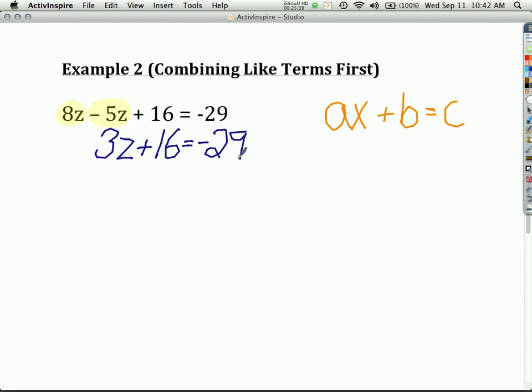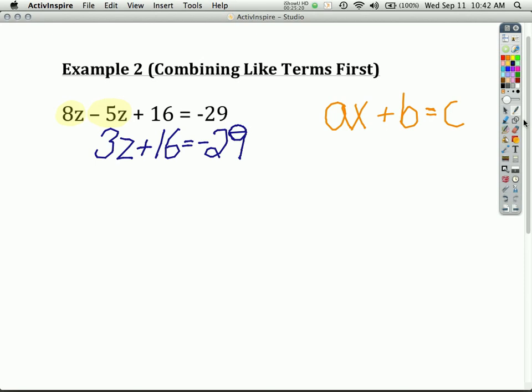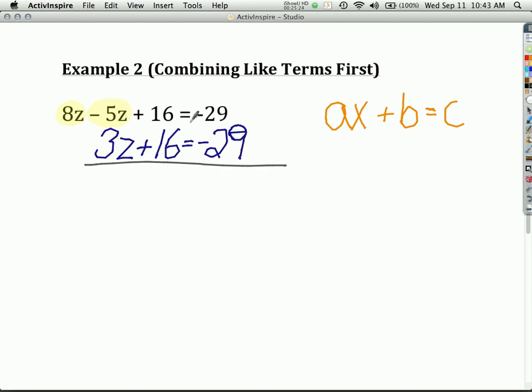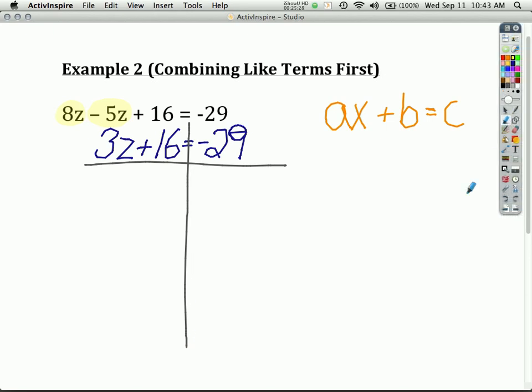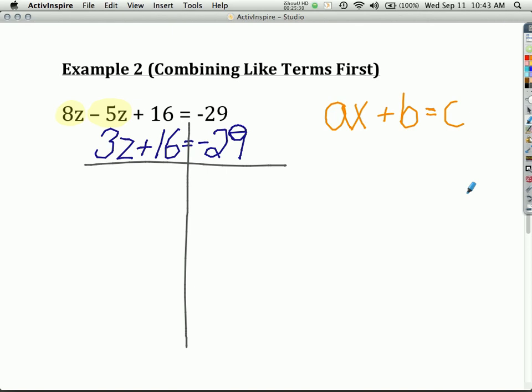Now it's in the right form. Now I can solve. Does anyone have any questions on how we did that? So now we'll draw our t. What should I look at first? Where should my eyes be focused, Brian? 16. Yeah, on the positive 16. And so, Brian, what should I do to start solving? Subtract 16.